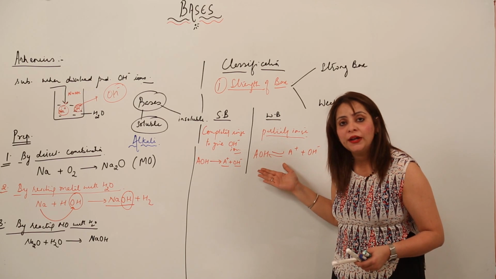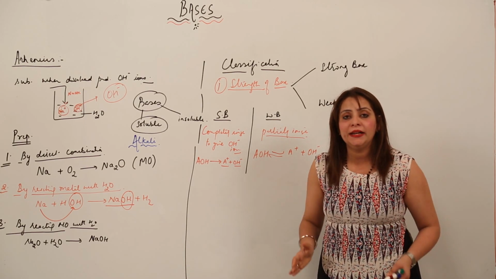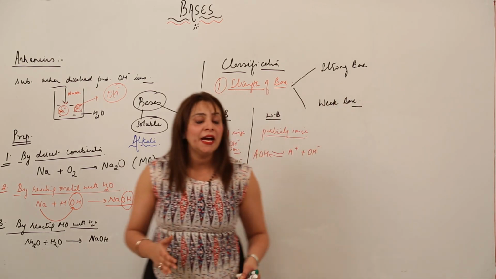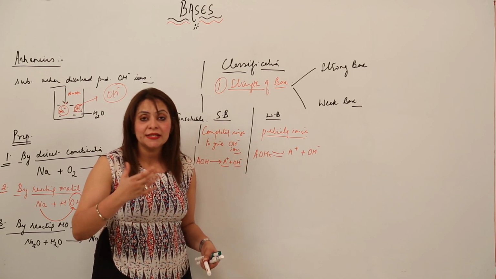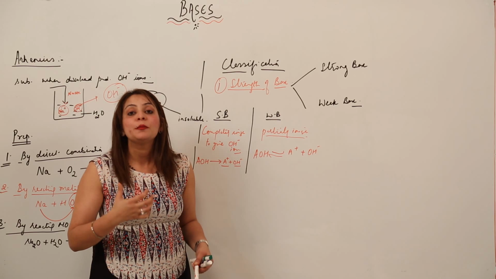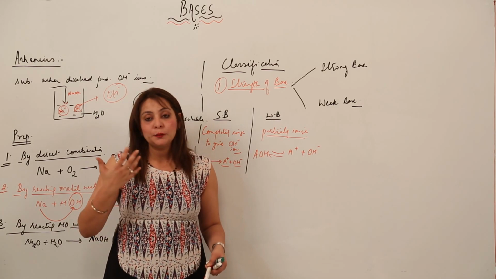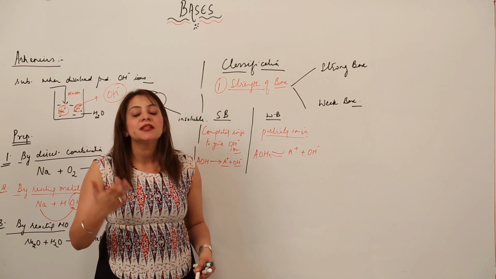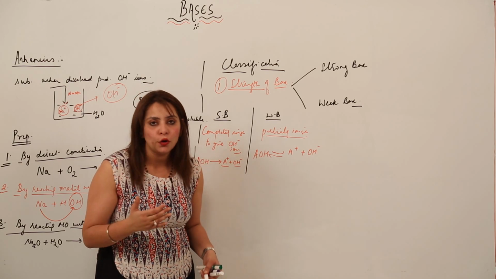So in the solution we will see these ions, and moreover we will see this undissociated molecule as well. So it gets partially ionized, it doesn't get completely ionized, because if it had been completely ionized then we would not have seen this AOH molecule. But as I've told you, we are getting this AOH molecule also in water, so this indicates it is partially ionized. So when any base dissolved in water gets partially ionized, it is a weak base, and if it gets completely ionized it acts as a strong base.